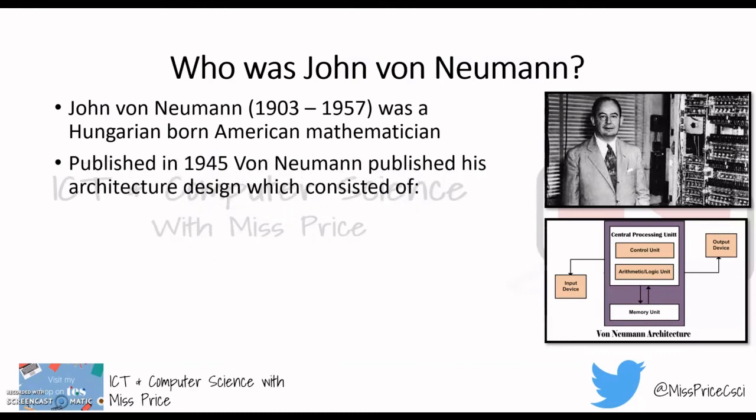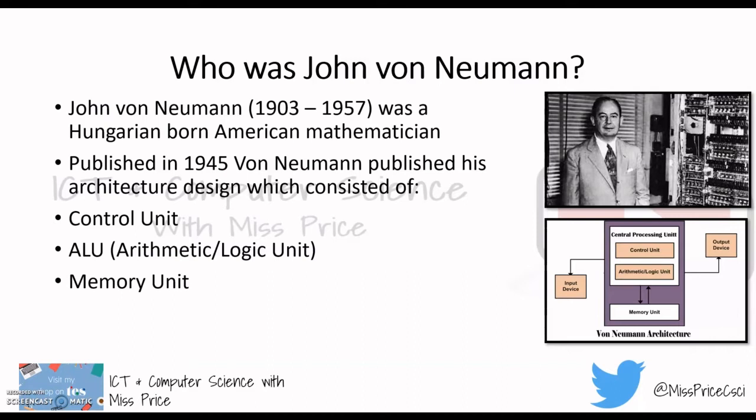His work was published in 1945, which was the architecture design of the CPU, and it consisted of the control unit, the arithmetic logic unit, the memory unit, registers, and inputs and outputs. You may have heard of inputs and outputs, I don't doubt you have, but you're probably wondering, this guy died in 1957. His work was published in 1945.